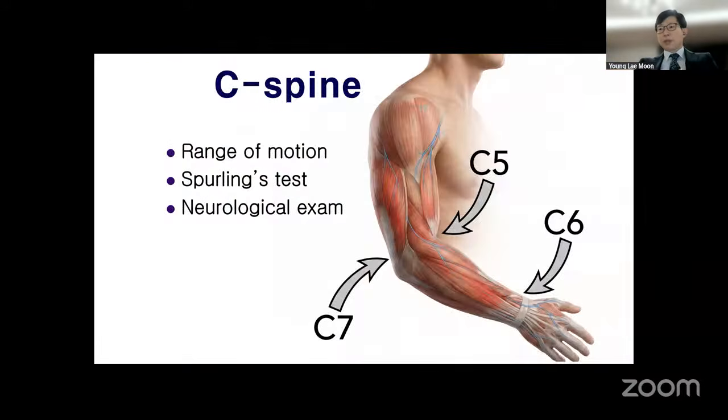The myotome test is critical for differentiating cervical radiculopathy from shoulder pathology. We assess three components: cervical range of motion, the Spurling test, and neurological examination. Each nerve root innervates a specific muscle. C5, deltoid and shoulder abduction. C6, biceps and wrist extension. C7, triceps and wrist flexion.